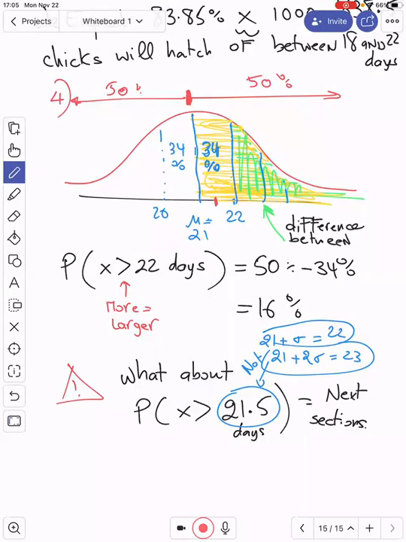Instead of 21 or 22, I can take 21.5 or 21.75. It can be any number in your interval. It doesn't have to be a combination of your mean and the standard deviation. So for random values, that's what we're going to do in the next section. We're going to try to find the corresponding probability.